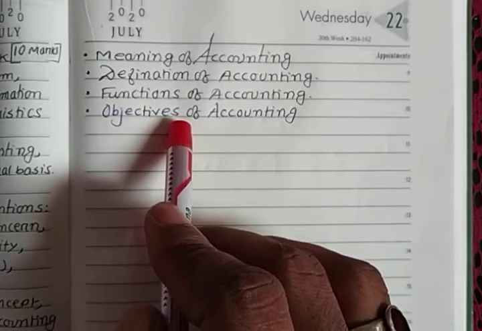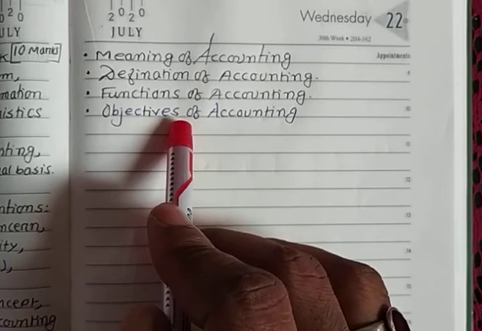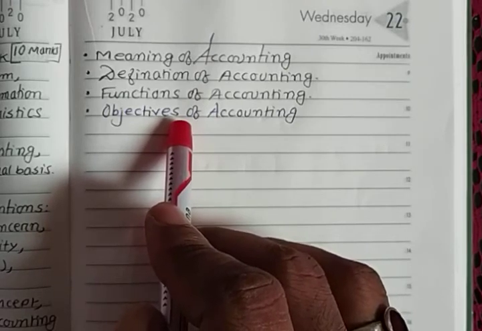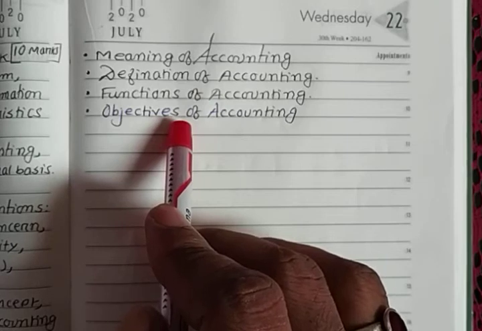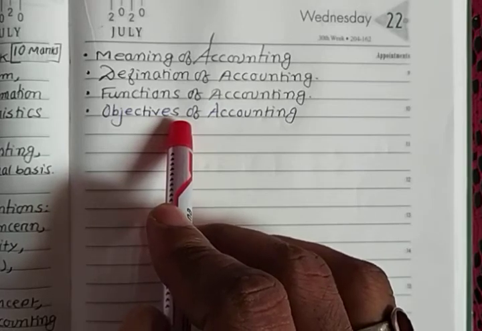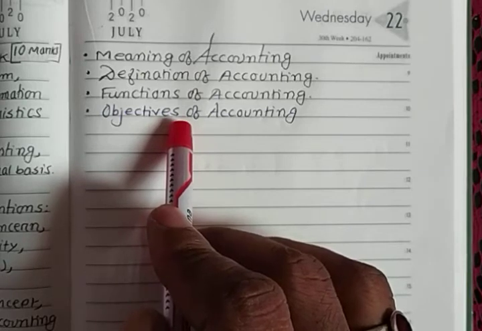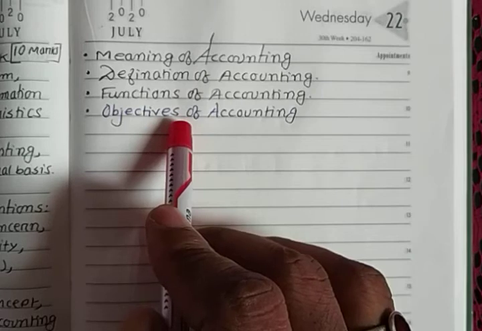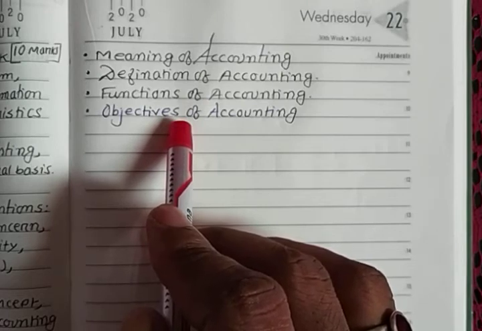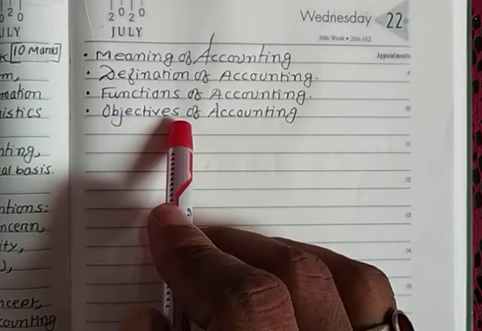Third objective, ascertainment of financial position. Financial position means balance sheet. After finding out the profit or loss of the business, what do you have to prepare? Balance sheet, right? Ascertainment of financial position. Accounting also aims at ascertaining the financial position. Financial position means the balance sheet of the business concerned in the form of its assets and liabilities at the end of every accounting period. We know that the balance sheet is a statement of assets and liabilities.